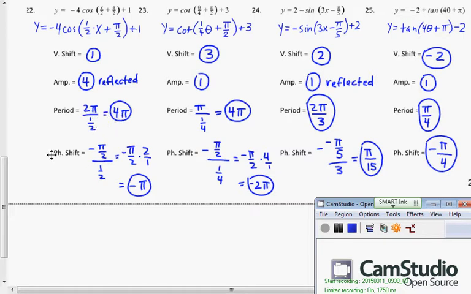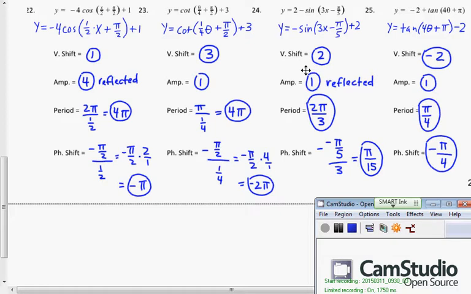For the phase shift, that's equal to the opposite of c divided by k. Well, c in this equation is pi over 2, and k is 1/2. So it's the opposite of pi over 2 divided by 1/2. And then just remember, if you're simplifying this fraction, to divide by 1/2, you multiply by 2 over 1. And so we end up with -1 pi, or negative pi, for the phase shift.